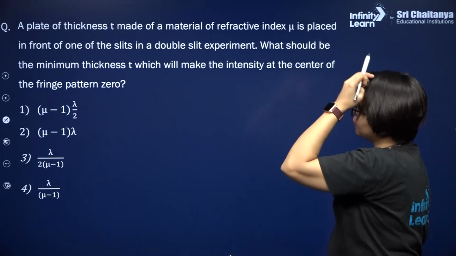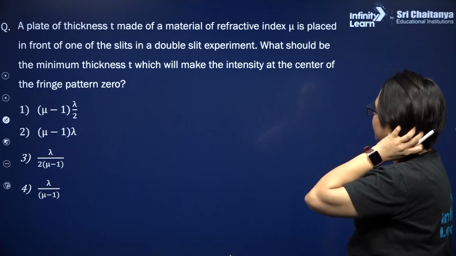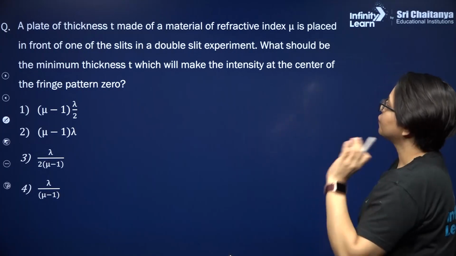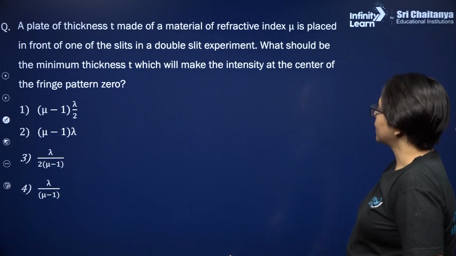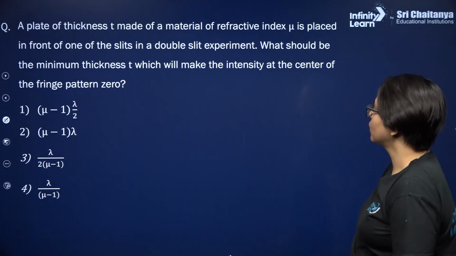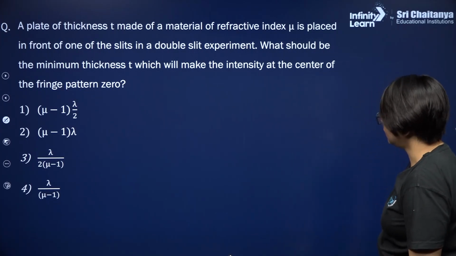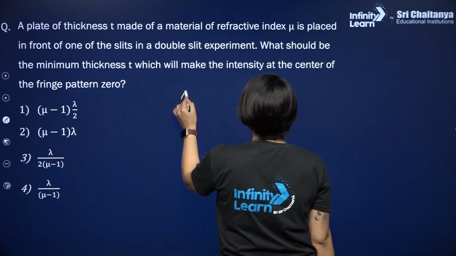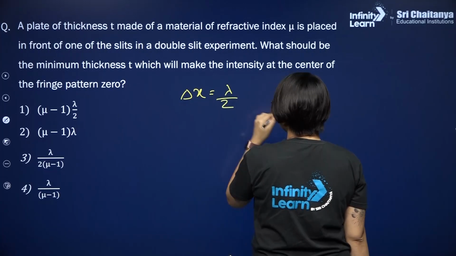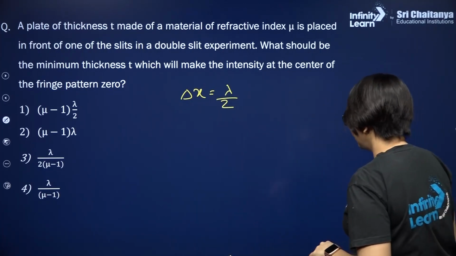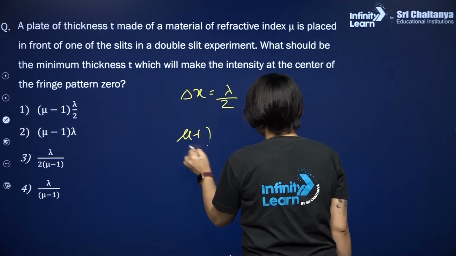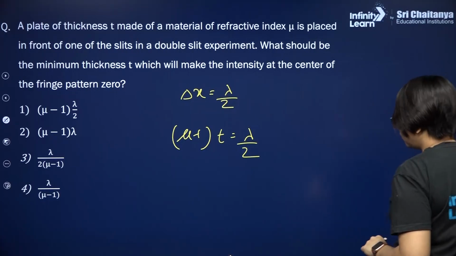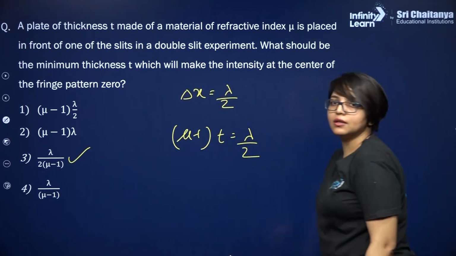Next is this. A plate of thickness T is made up of material of refractive index mu, and this is placed in front of one of the slits in a double slit experiment. What should be the minimum thickness T which will make the intensity at the center of the fringe pattern 0? So for zero intensity at the center, path difference should be lambda by 2, and it will be (mu minus 1) into T, that is equal to lambda by 2. So T will be lambda upon 2 times (mu minus 1), which is option 3.